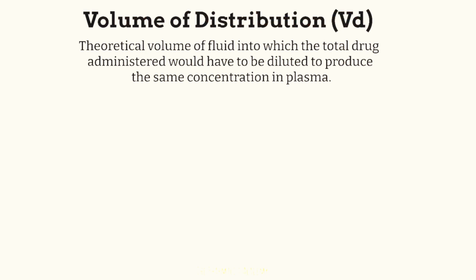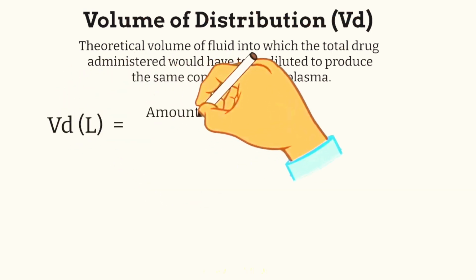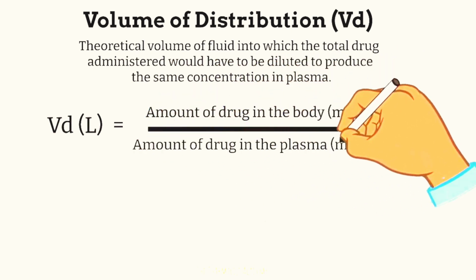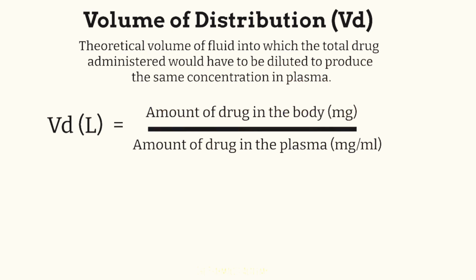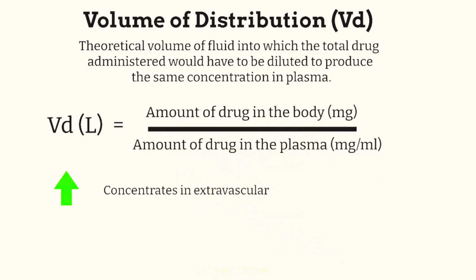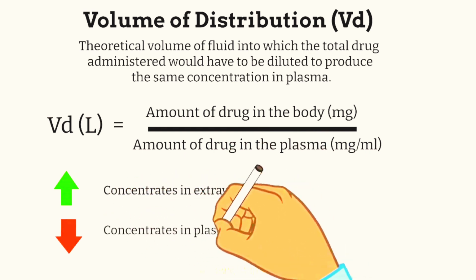And there is an equation to represent it, which is the amount of drug in the body in milligrams over the amount of drug in the plasma in milligrams per ml. A drug with high volume of distribution has a propensity to leave the plasma and enter the extravascular compartments of the body. Conversely, a drug with a low volume of distribution has a propensity to remain in the plasma.